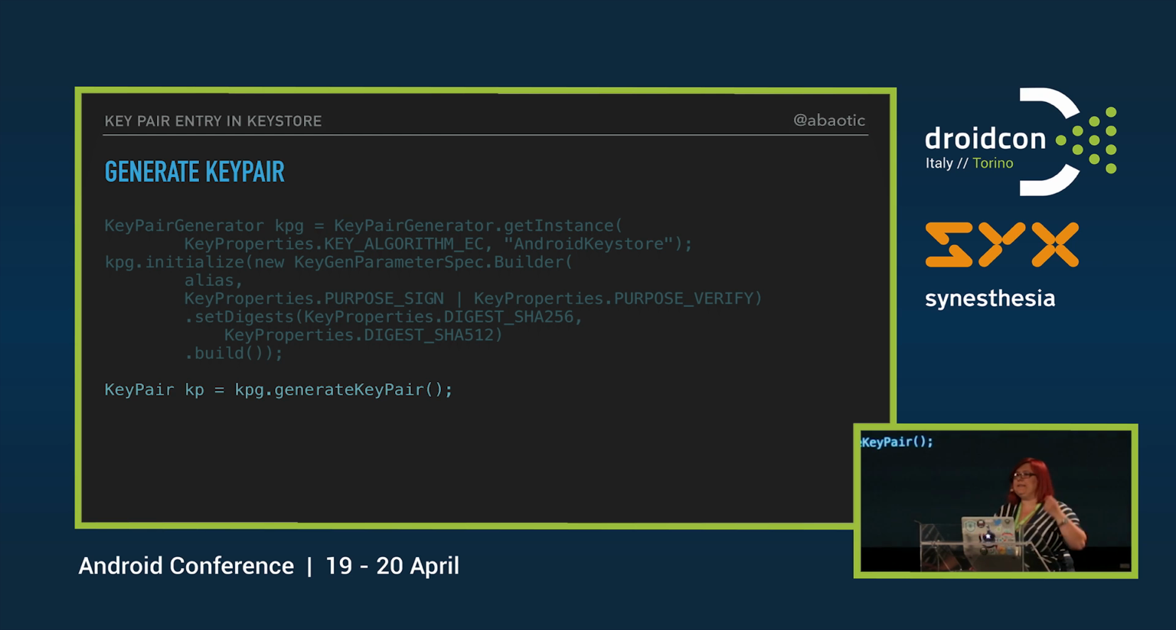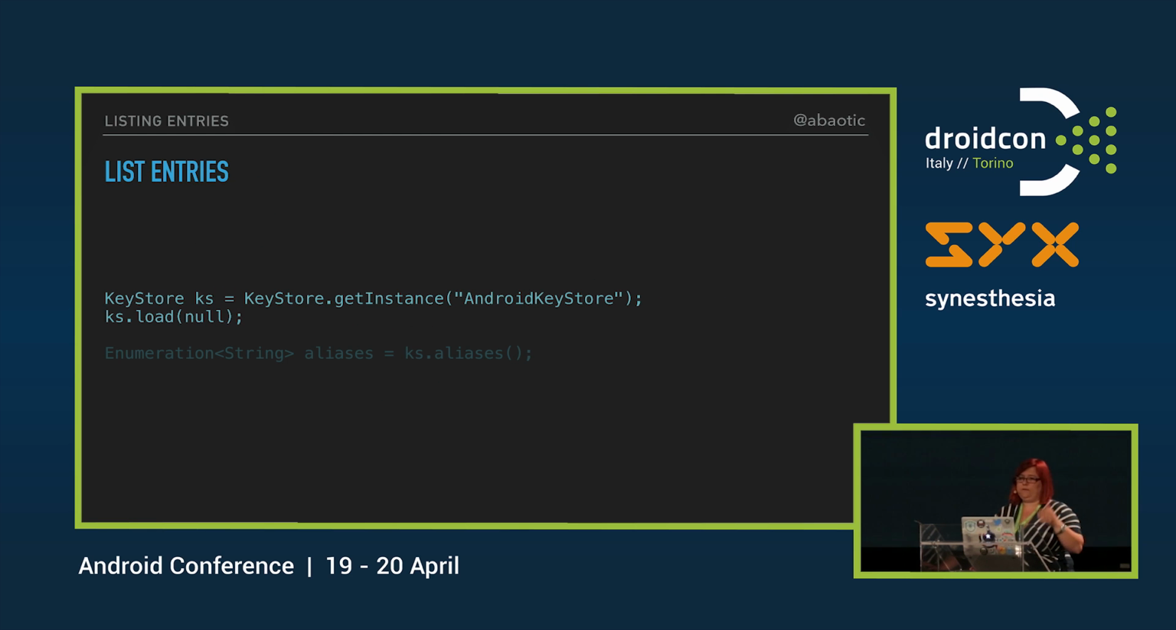When you want to list existing aliases on the Keystore, you have just two methods. You invoke the get instance method on a Keystore, you load all the data that's in it, and then you just iterate through all the aliases that are present inside.